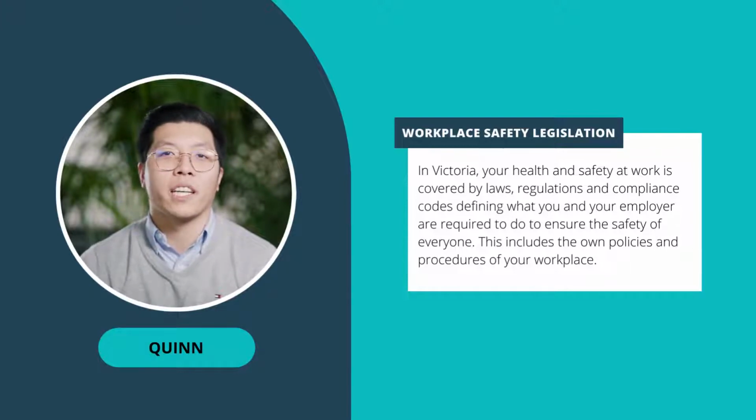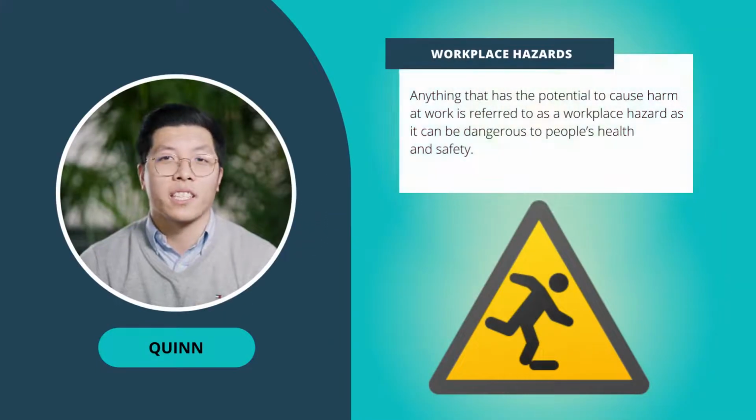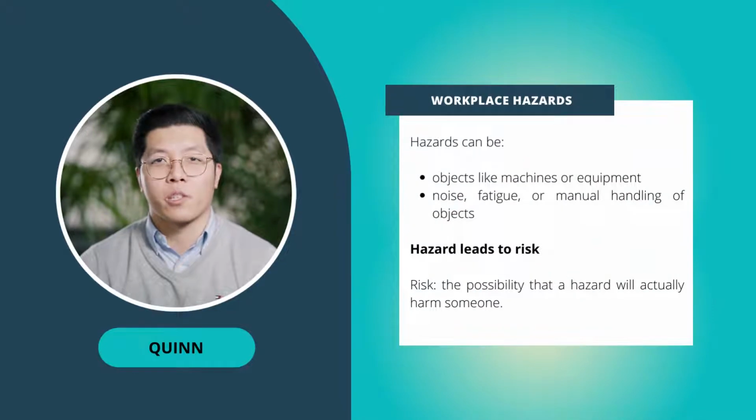Workplace hazards. Many aspects of work can be dangerous to people's health and safety. Anything that has the potential to cause harm at work is referred to as a workplace hazard. Hazards can be objects like machines or equipment, and hazards can also result from processes or work practices, such as noise, fatigue, or manual handling of objects.